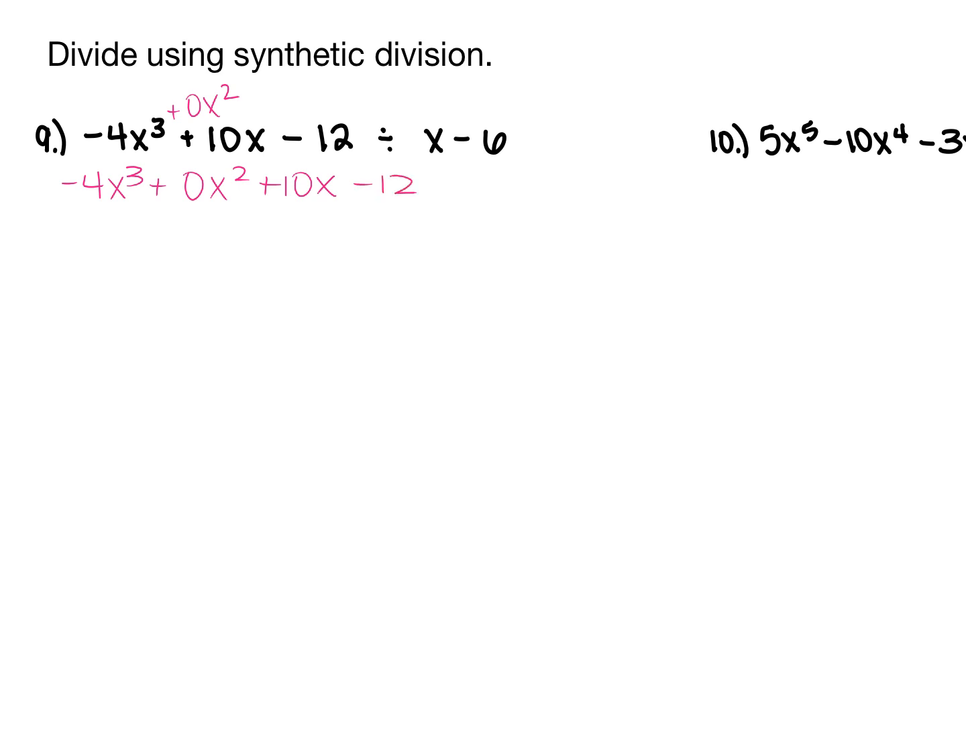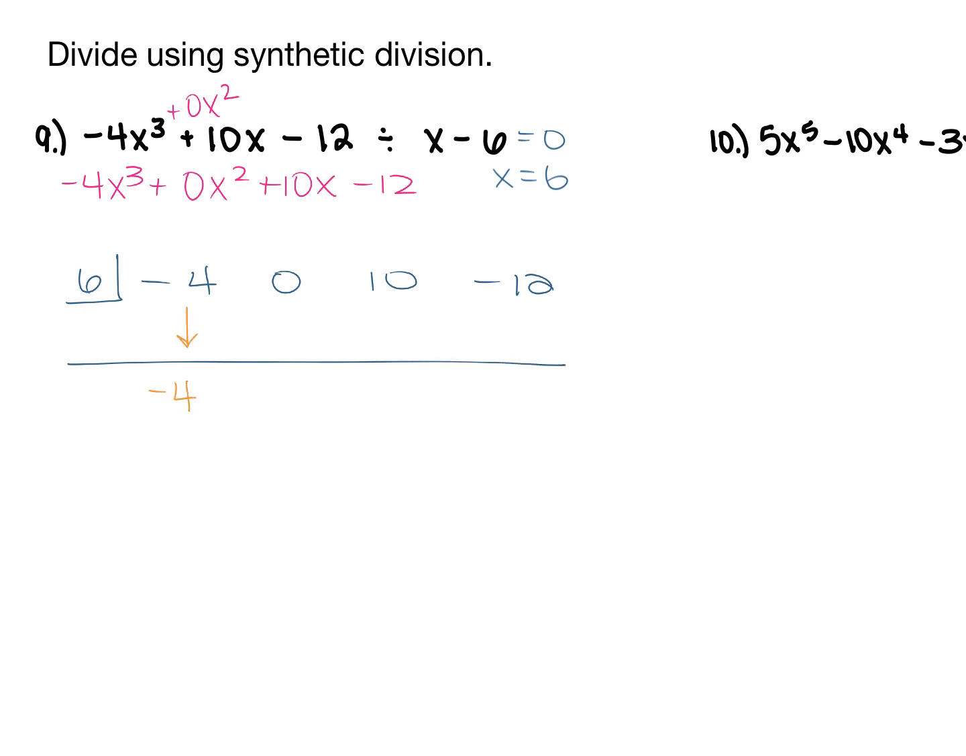If we set that x minus 6 equal to 0 and we solve, that gives us that x is equal to 6. So on the outside, you're going to have your 6. On the inside, you're going to have negative 4, 0, 10, negative 12. Your negative 4 drops down. You multiply your negative 4 with your 6. That gives you negative 24. You put it underneath your next term, which is 0, and combine them to get negative 24.